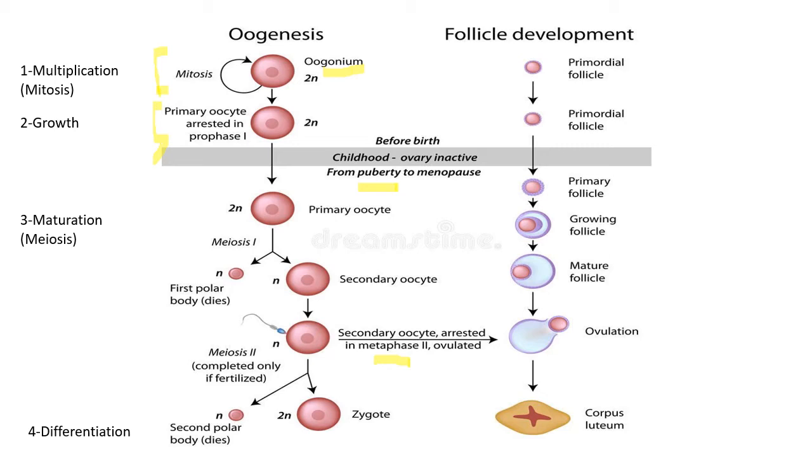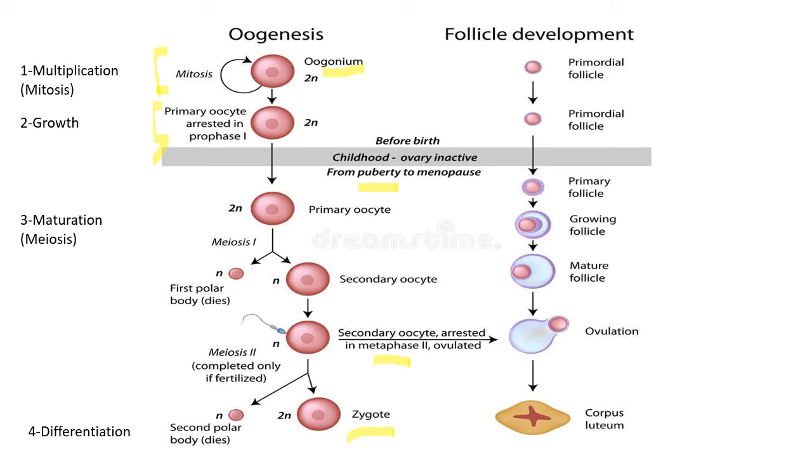So we have the ootid, which has N chromosomes, with the sperm, which has N chromosomes. It will give us the zygote having 2N that will start its first mitotic divisions. It will start the mitosis. This is the zygote. Only if the oocyte is fertilized, it will continue meiosis 2. It means that fertilization allows the oocyte to continue meiosis 2 and to give the fertilized ovum or ootid.